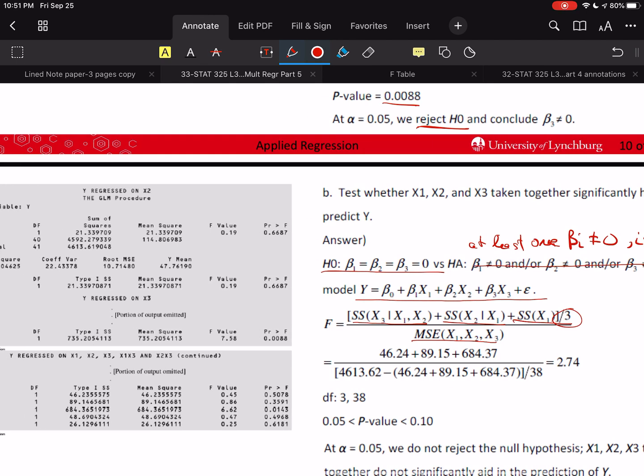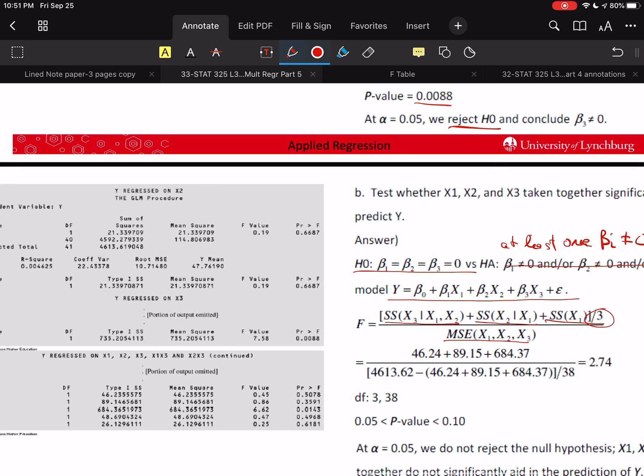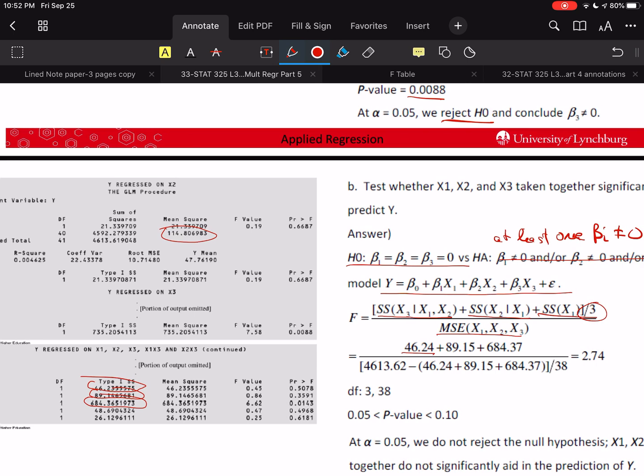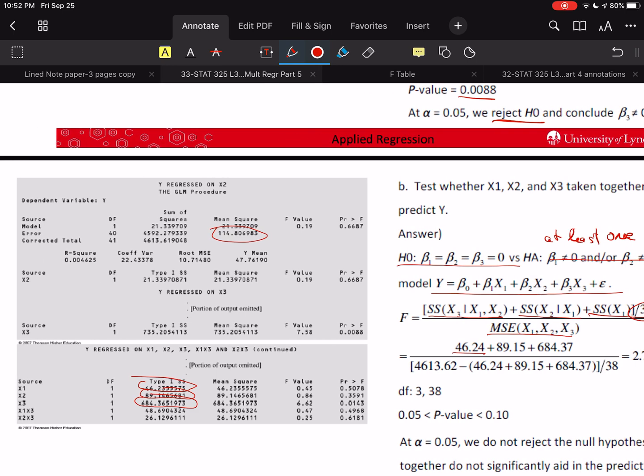Okay, and so the MSE with the full model, they've calculated it here, but I think we could just take 114 here, and so I don't have my calculator to see if that's the same thing. So we've taken 46.24, that's here, and then 89.15, and then 684.37. We've added those, and we've divided by, okay, so it's 38, so we can't use that value. That's why we had to do it on our own.